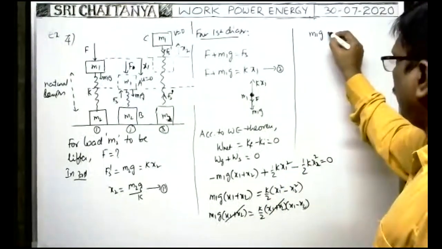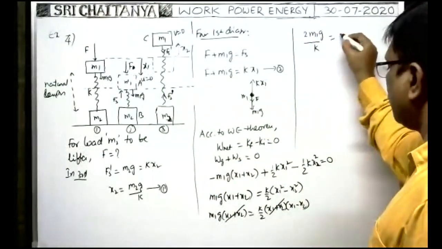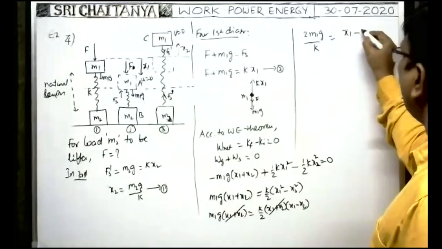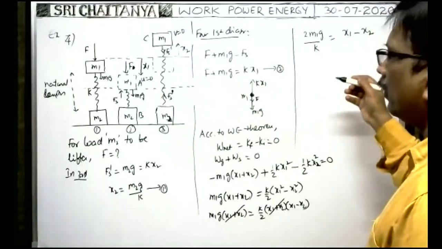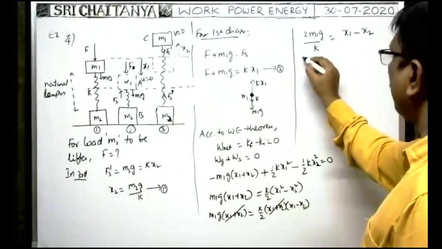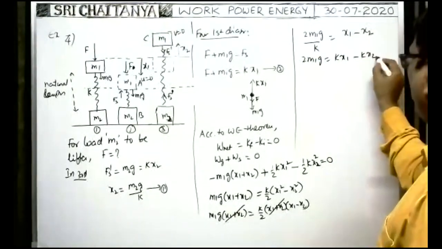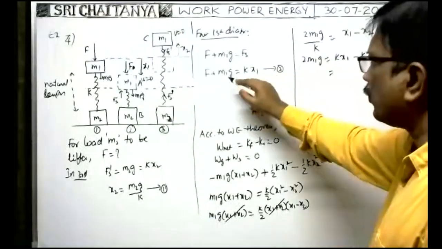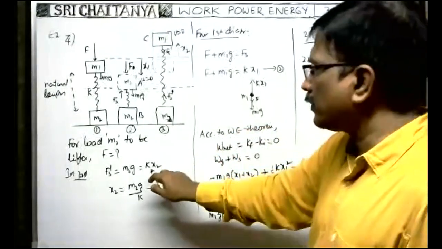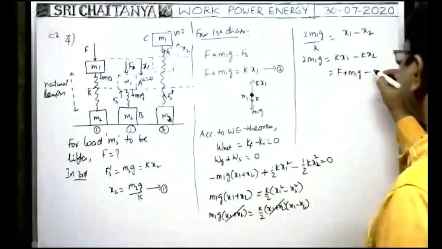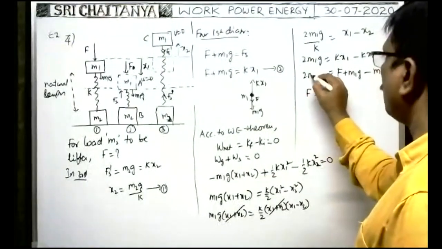m1z, just do cross multiplication, 2m1z by k is equal to, simply you have x1 minus x2. Or you write it like this, 2m1z is equal to, you multiply with k, kx1 minus kx2. Because we have kx1 value here, kx1 is equal to f plus m1z, minus kx2, means from this formula kx2 is equal to m2z, no? So you write m2z.